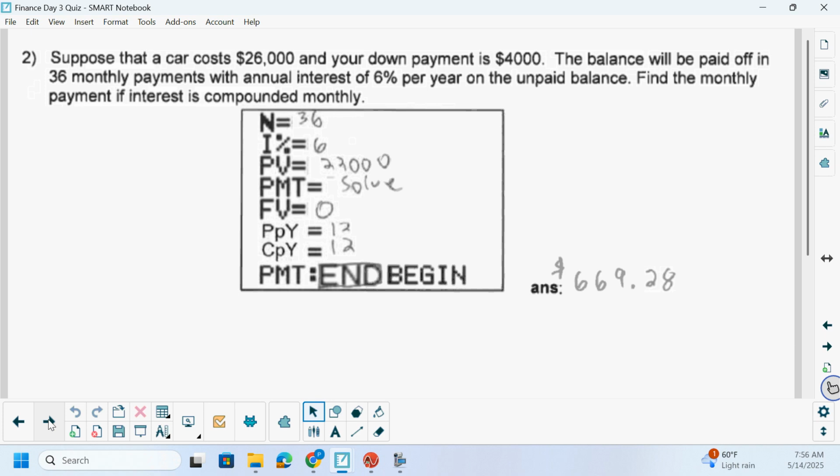Again, the calculator is going to tell you that's negative. That's just to signify that money is leaving our wallet, but when you write your answer, you can just write it as the positive form.